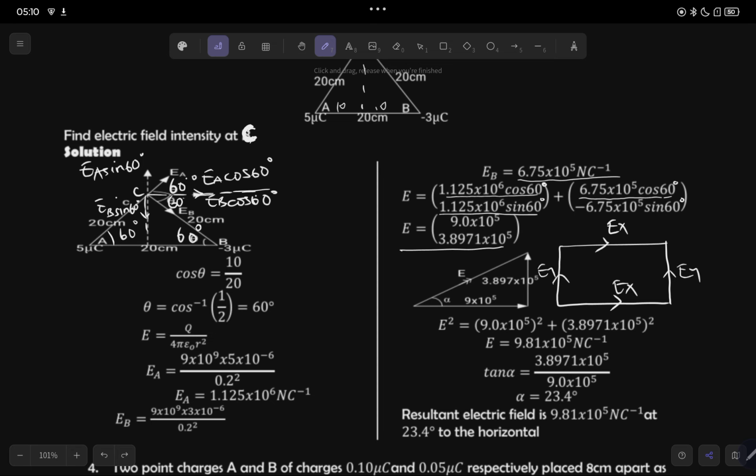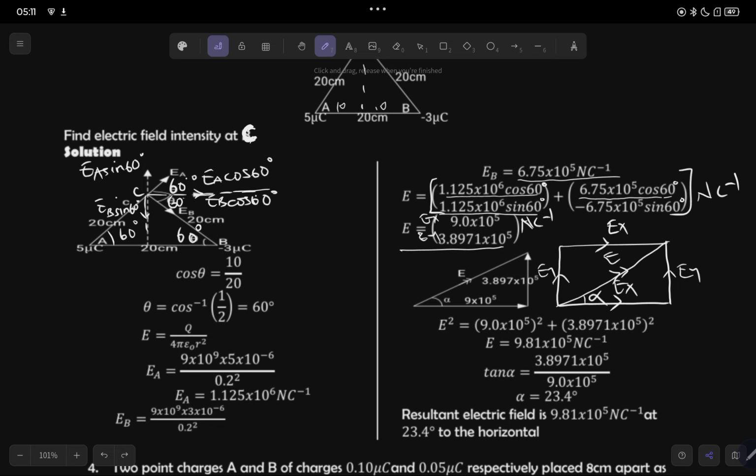EX and EY. This is EX, this is Newton per Coulomb. This is EX, and this is EY. Then you look for the corner where two arrows originate, and the corner is here. You draw your resultant electric field intensity, the angle it makes with the horizontal. Let me call it alpha.